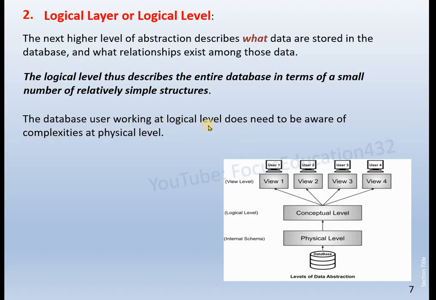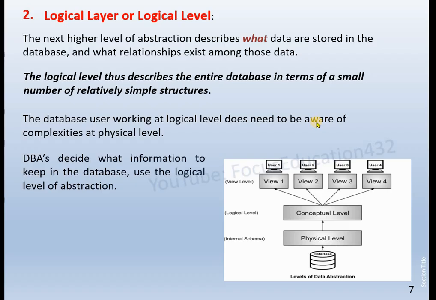So the database user working at the logical level does not need to be aware of the complexities at the physical level. What is abstraction here? What is abstraction for the user who is working at the conceptual level? How the database is created at the physical level, how the data is stored in different files, how the files are opened, closed, read, deleted, modified, and all those things. The user working at the logical level need not worry about all these things. These are completely hidden. The complexities are hidden. So the database provides an abstract view of the data for the user working at the logical level.